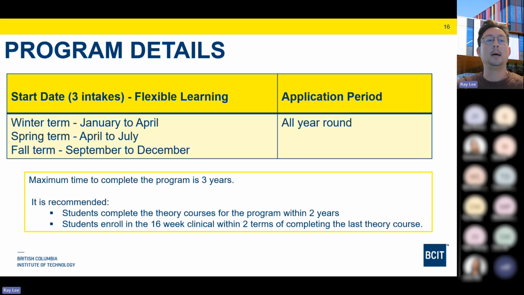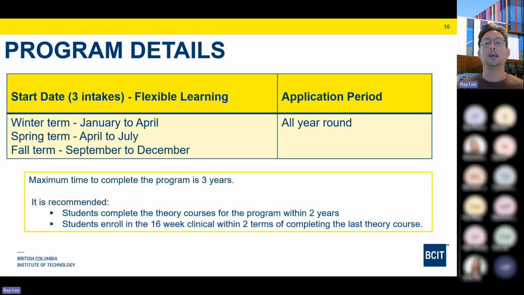So the program intakes, there are 3 terms for the flexible learning or the part-time studies program. So we start our winter term in January, our spring term in April, and our fall term in September. We accept applications all year round. Something to note is that the maximum time to complete the program is 3 years.